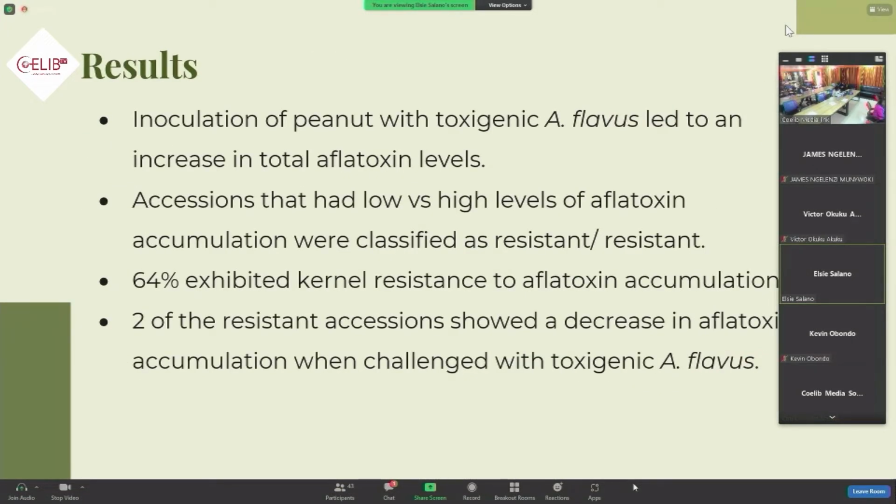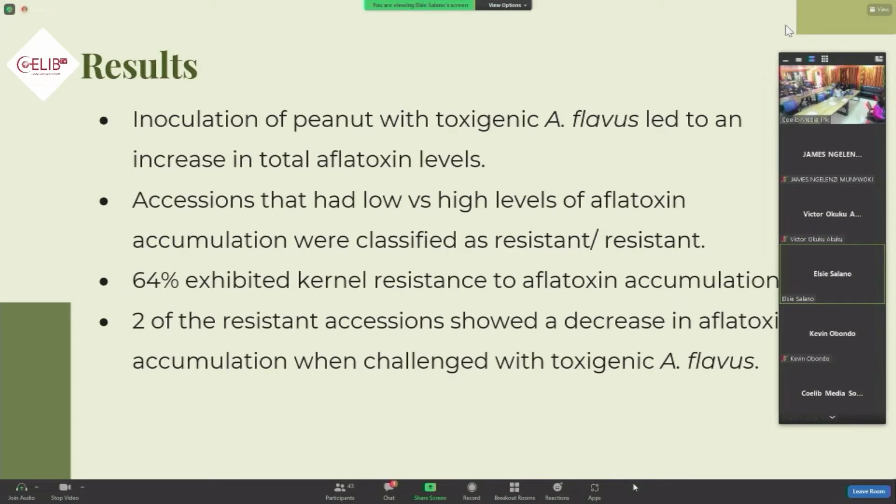The experiments were done in triplicates, and the data analysis showed that inoculation of peanut with toxigenic Aspergillus flavus led to an increase in total aflatoxin levels, at least in most of the varieties. During the analysis, accessions that had significantly lower levels of aflatoxins after inoculation were classified as resistant, whereas those that accumulated more aflatoxins after inoculation were classified as susceptible.